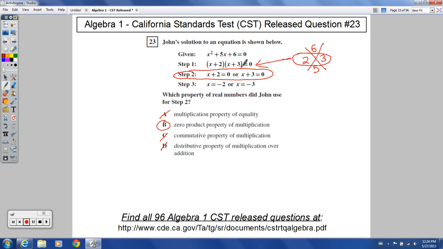Likewise, you could say that this factor, the x plus 3, could equal 0. If you set that equal to 0 like they've done here, 0 times, doesn't matter what this is, still going to give you 0. So this is the zero product property of multiplication. Number 23, choice B.